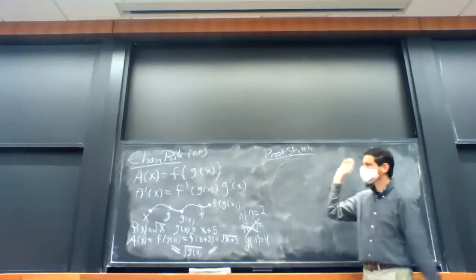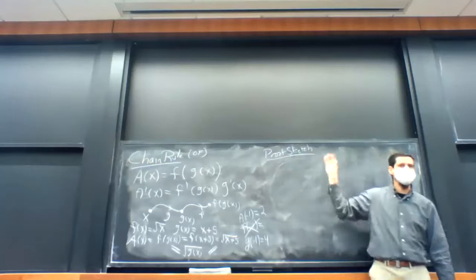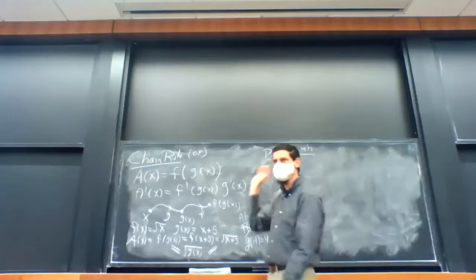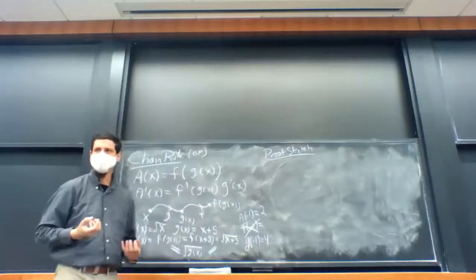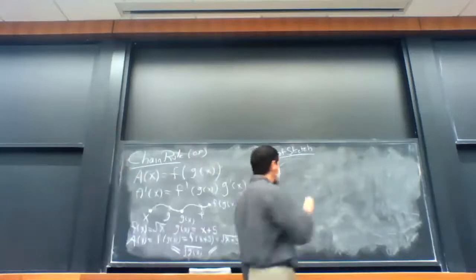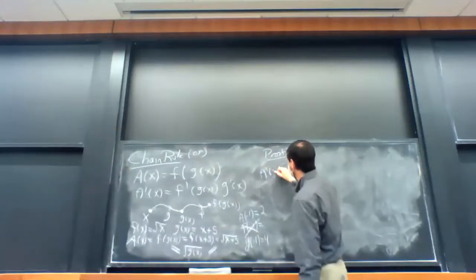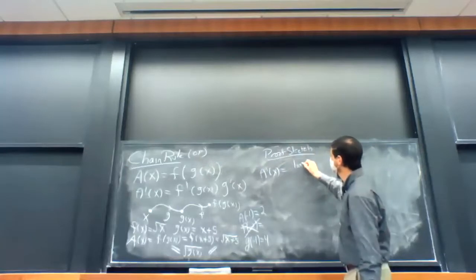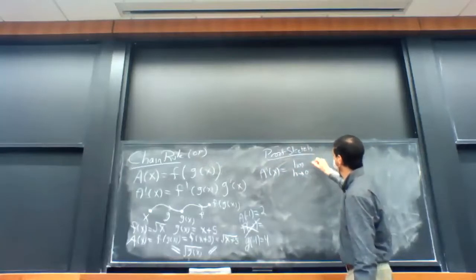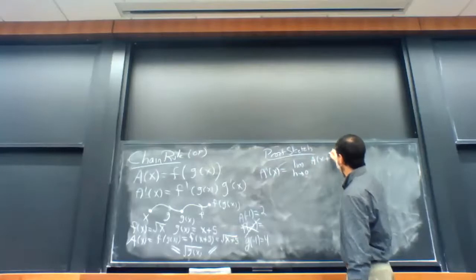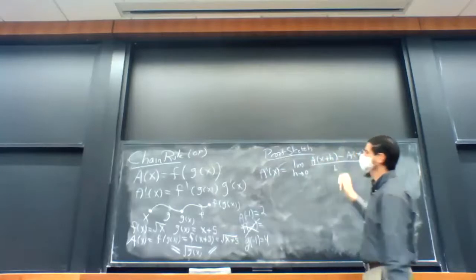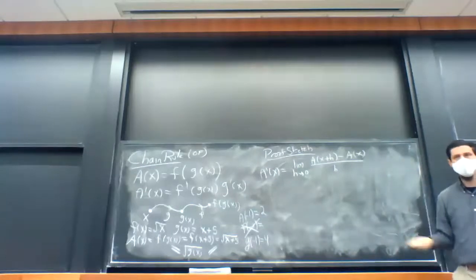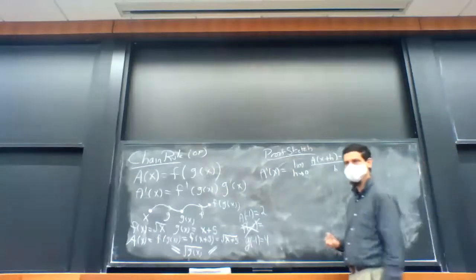So what is the first step in every proof of every differentiation law? They all start the same way. What do they start with? Good, they start with the definition. a prime of x is the limit as h goes to 0 of a of x plus h minus a of x over h. If you're proving product, quotient, chain, sum, all of them start this way.